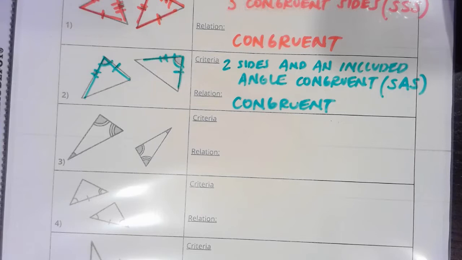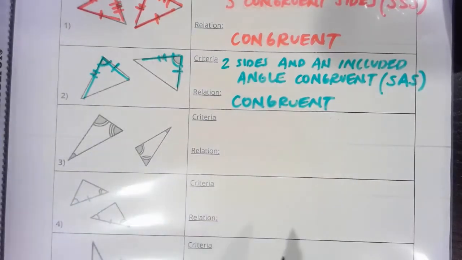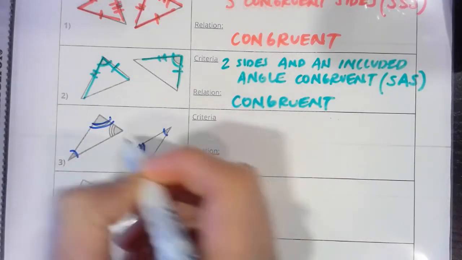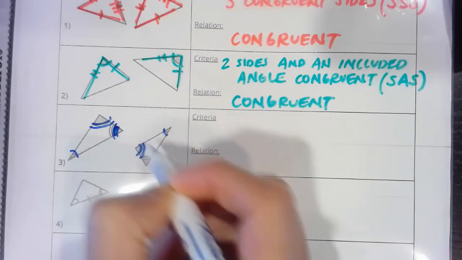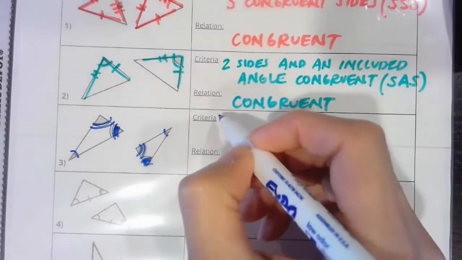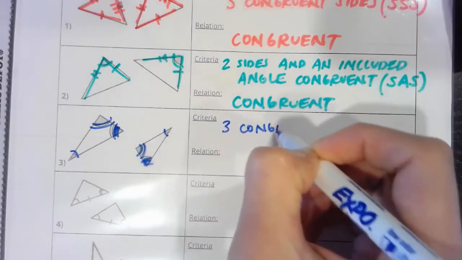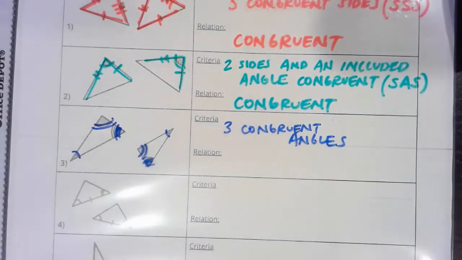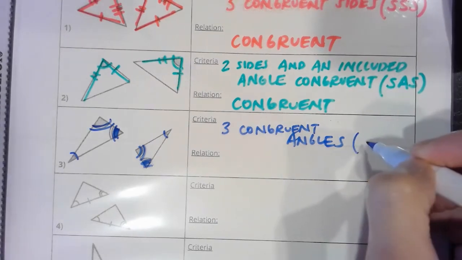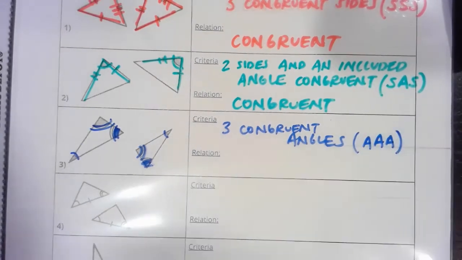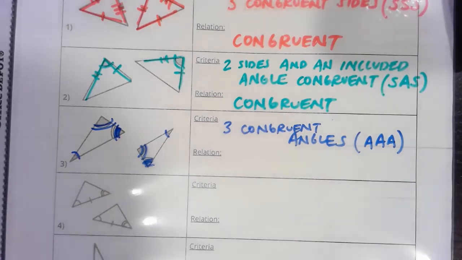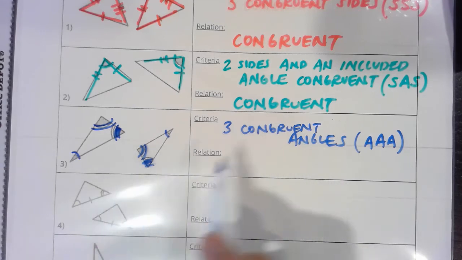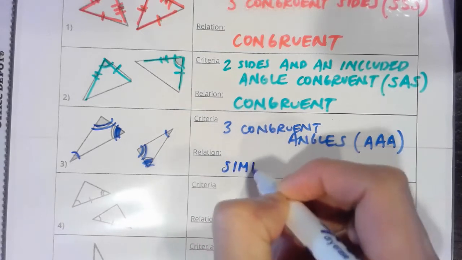Next example. These 2 triangles, you can see from the way that they're marked, have all of their corresponding angles congruent to each other. So the criteria is they share 3 congruent angles. And the shorthand for this is angle, angle, angle. Now, when this is the case, we cannot conclude that they're congruent, but we can conclude that the relationship between the 2 triangles is that they are similar.